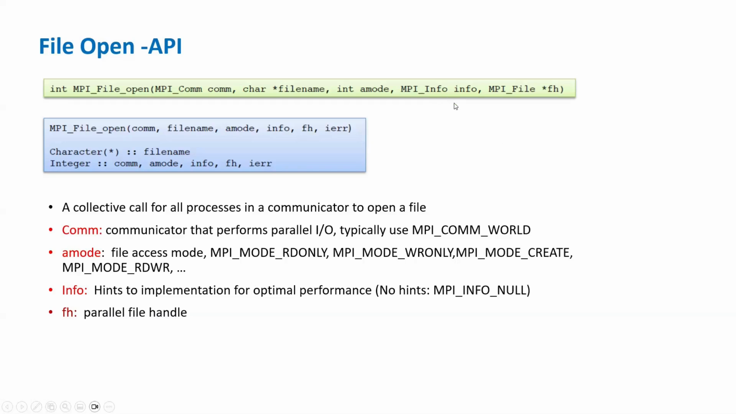And then there is the MPI info. Info provides hints to the implementation for optimal performance, if you want better performance. Otherwise, you can always give no hints and just use MPI_INFO_NULL. And the file handle is a part of pretty much all of the MPI-IO operations.